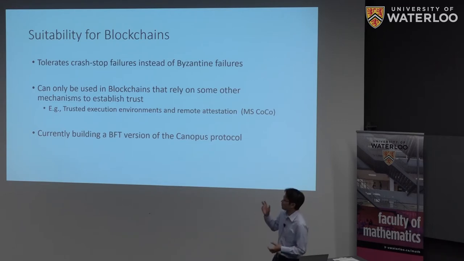So this means that Canopus can really only be used in blockchains that rely on some other mechanism to establish trust between the different members, for example, if it's using something like a trusted execution environment and has remote attestation. And there are blockchains like that. For example, Microsoft Coco uses exactly these techniques to provide trust, and we could in theory use Canopus with this particular blockchain. However, to support other blockchains, we are currently working on building and extending Canopus to support Byzantine fault tolerance.